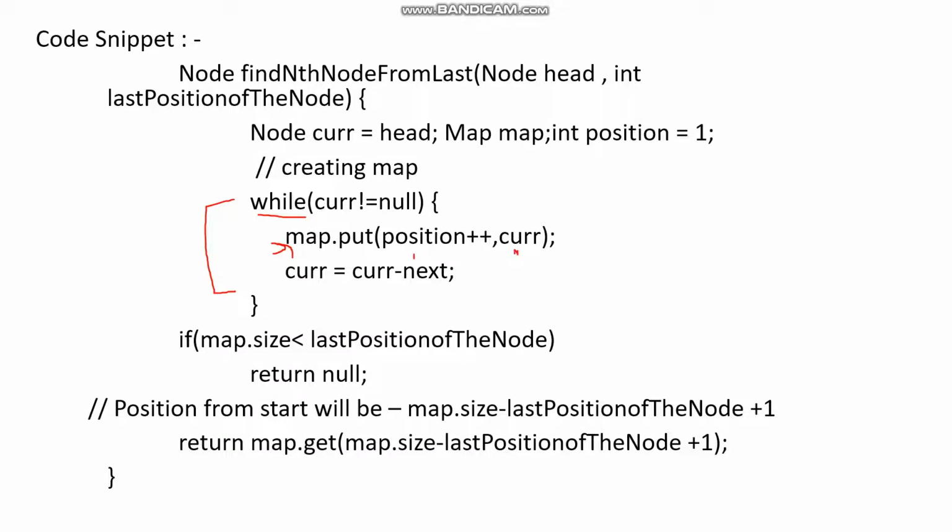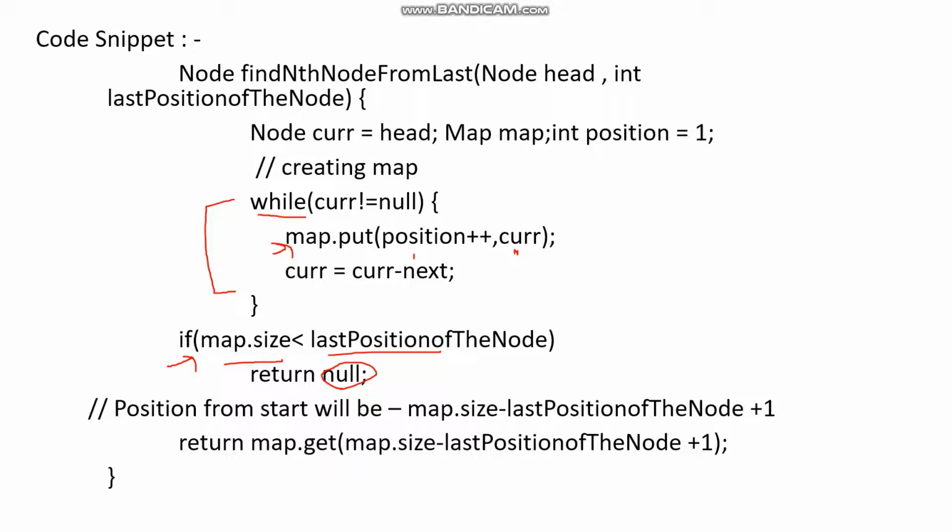So once the map is created, we will be checking if the size of the map, that is the size of the linked list, is less than the position we have to find out from the end. Then we will have to return null, because in that case the size of the linked list is lesser than the position we have to find out from the end.